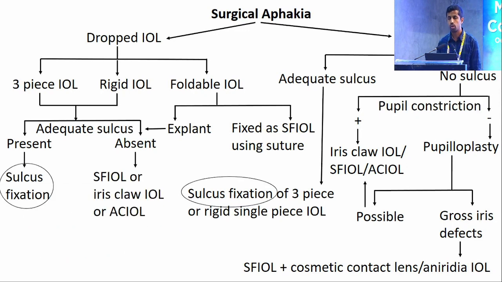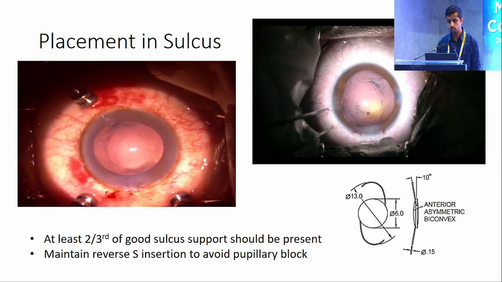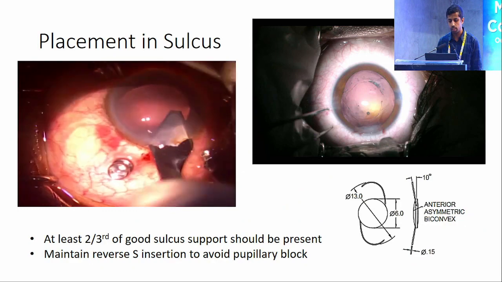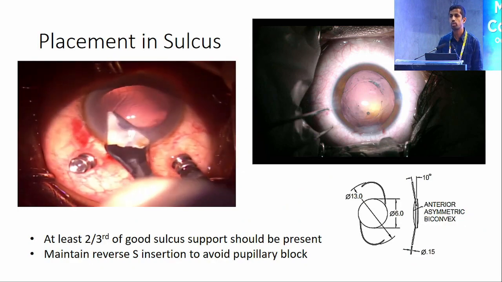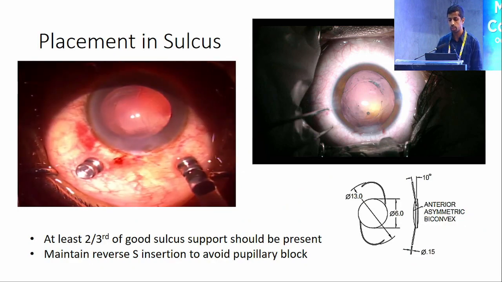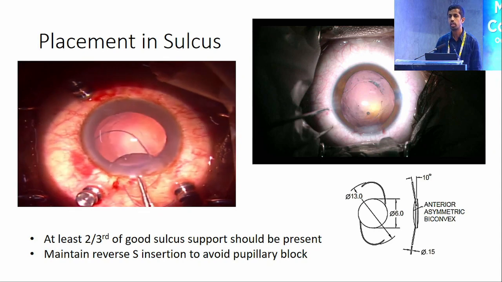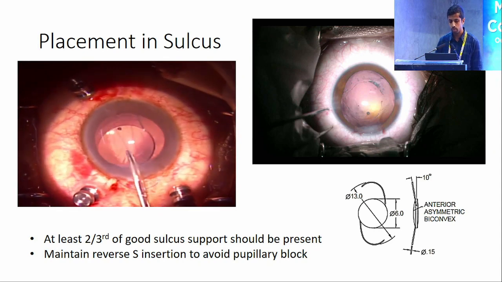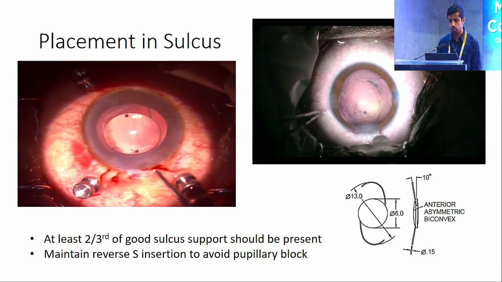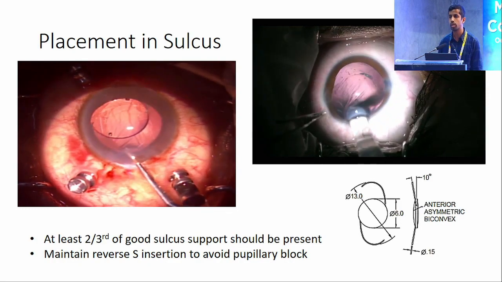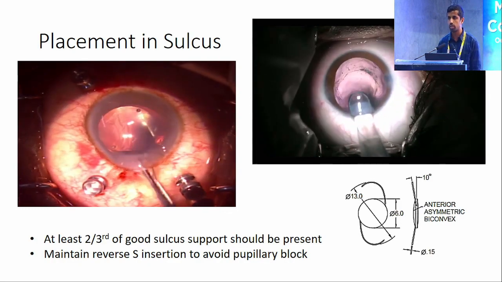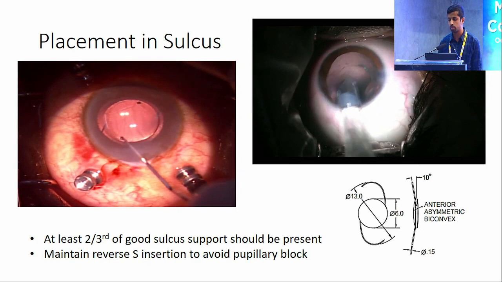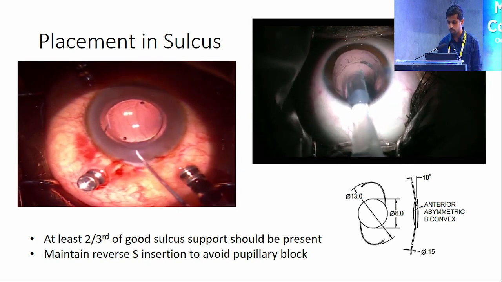So we will see how a sulcus fixation is done. The most important thing when you are placing a sulcus IOL is that you should have good sulcus support. At least 2/3 of the sulcus support should be there, and inferior sulcus support is the most important. We should always maintain the reverse S insertion to avoid pupillary block, because we have that anterior 10-degree angulation between the haptic and the optic.